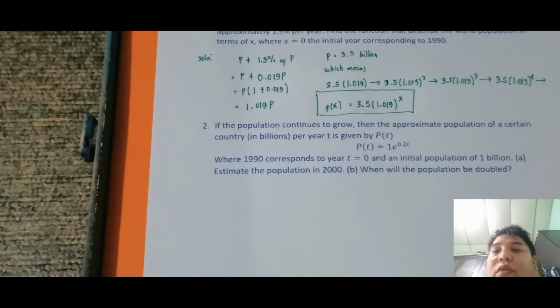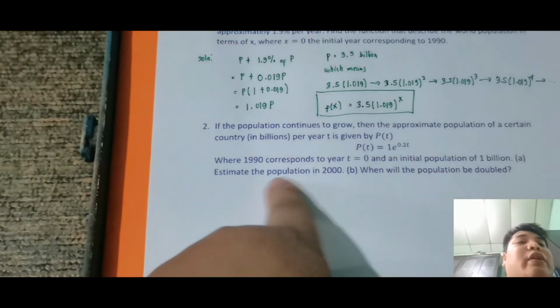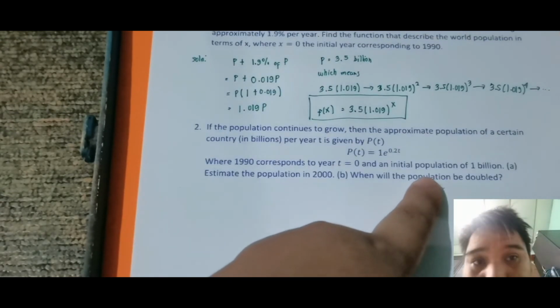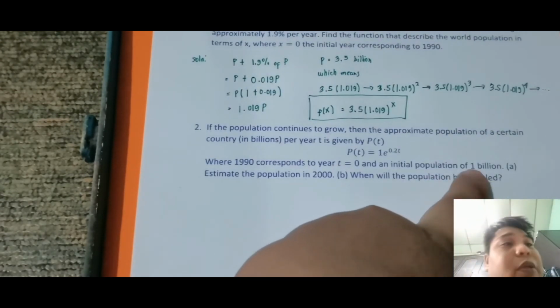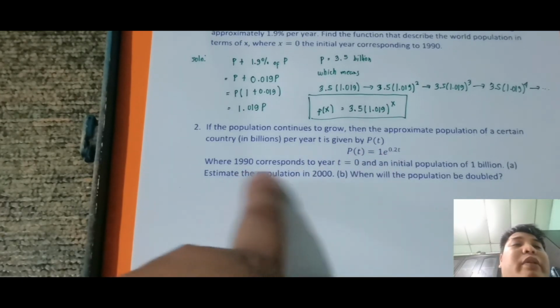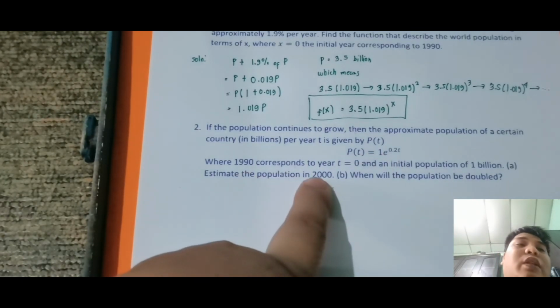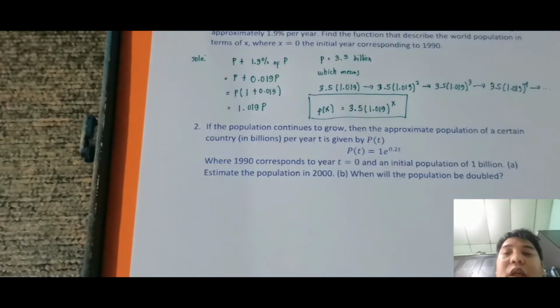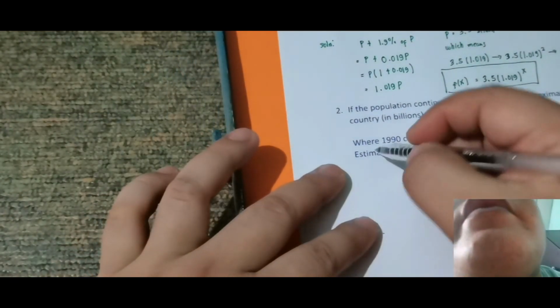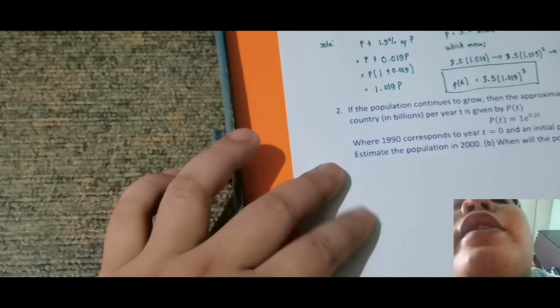Okay, so check natin, no? So paano natin kukunin to? Where 1990 corresponds to year t is equal to 0 and the initial population of 1 billion. So initial population is 1 billion, which is yung 1 na yan. Then A, estimate the population in 2000. B, when will the population be doubled? So ayun yung ating tanong. Ito yung given. Yung 1 na yan is 1 billion.